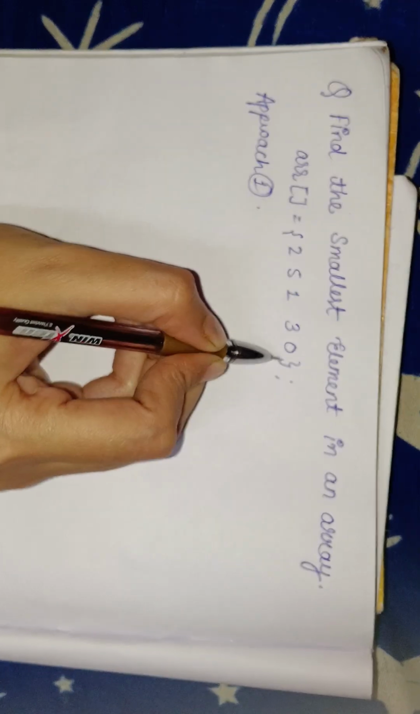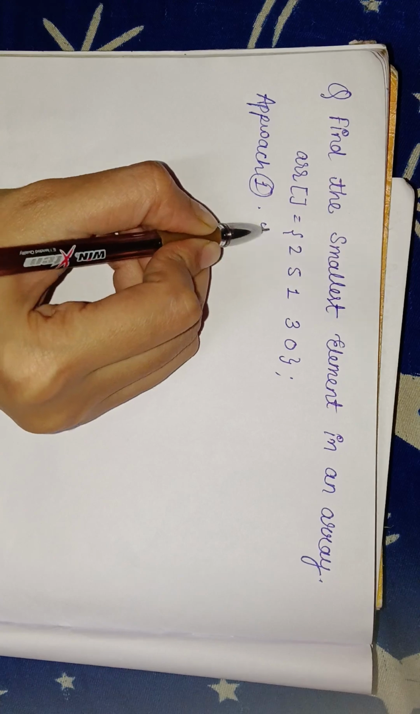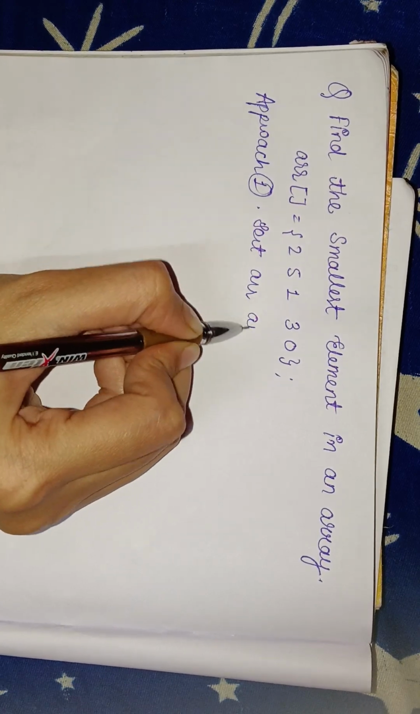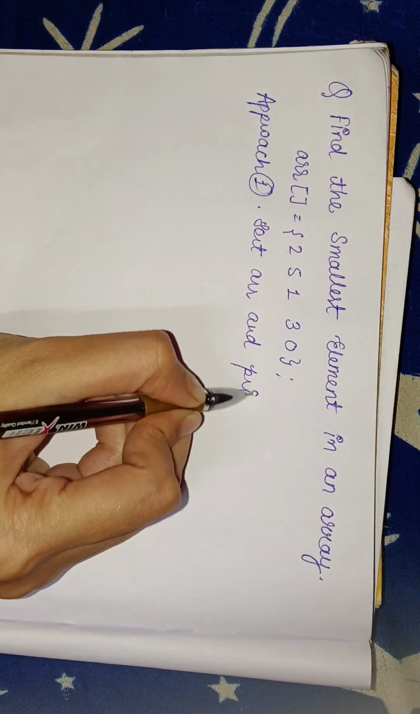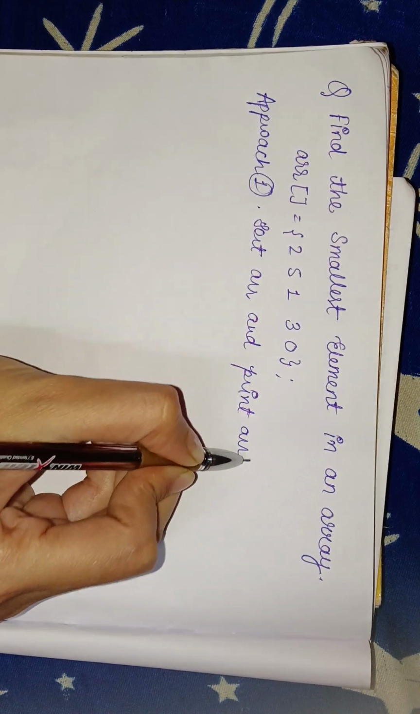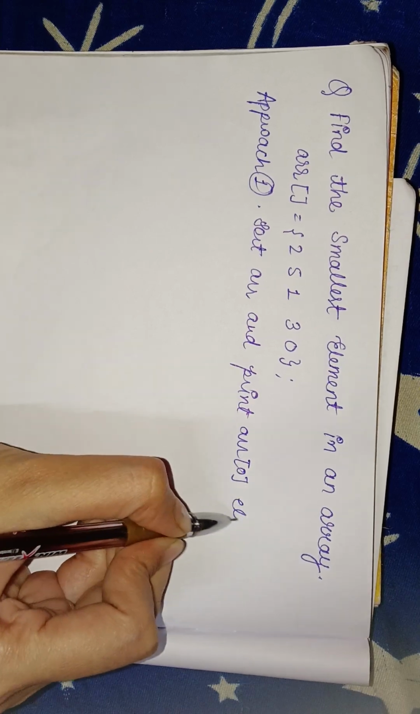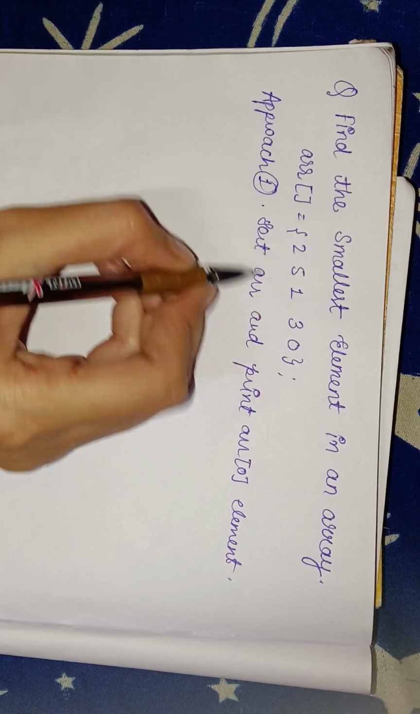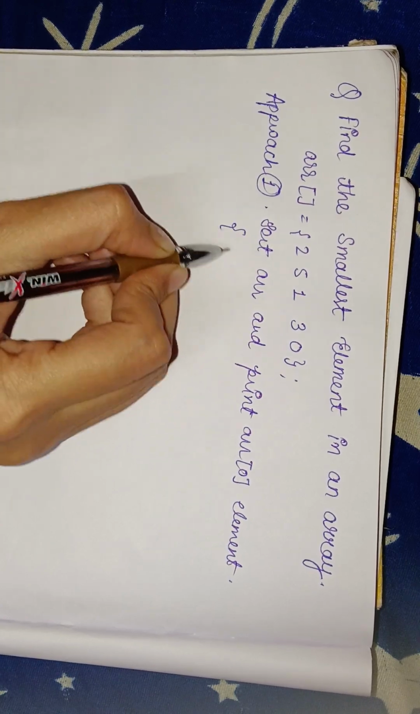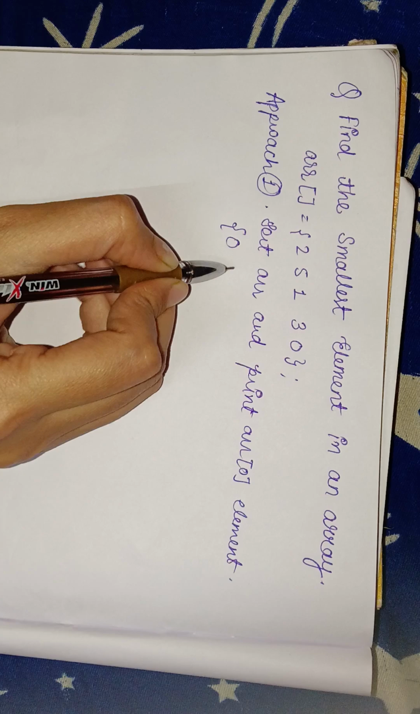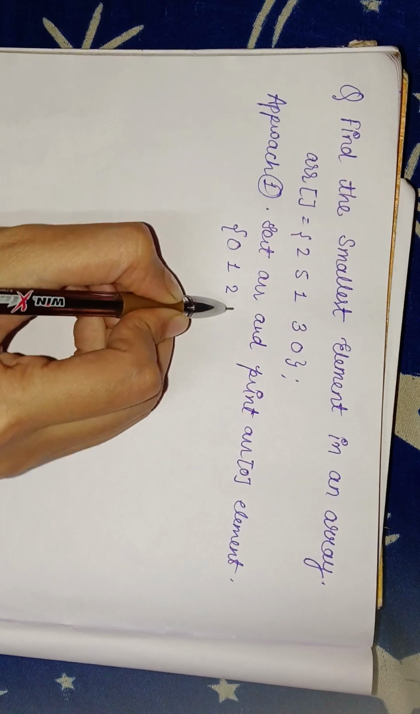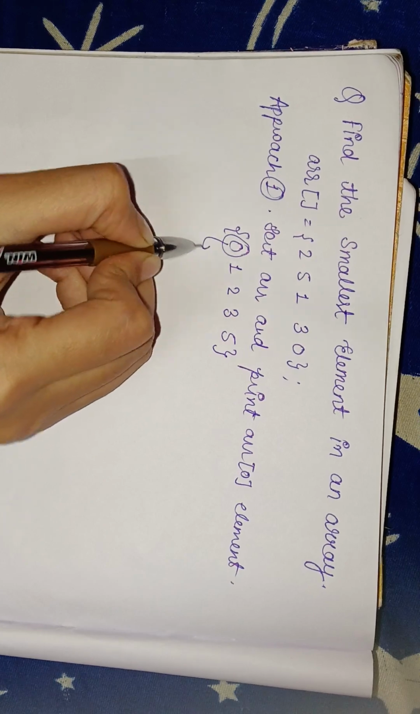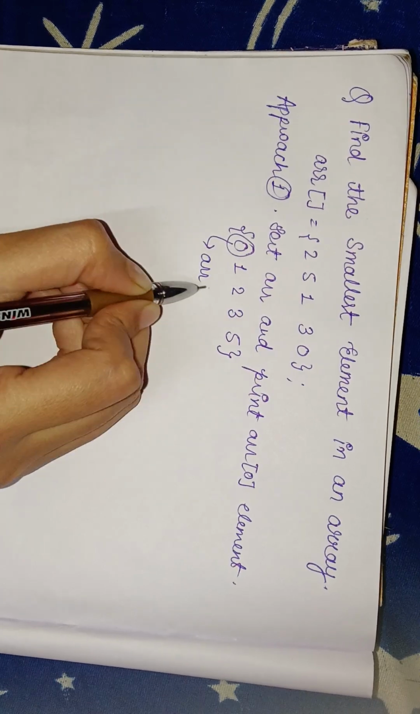So my first approach, approach 1. How to solve this problem? Firstly, sort the array and print the array's 0th element. Like, first we sort this array. So after sorting this array, it will look like this: 0, 1, 2, 3, 5, and we print this element, array of 0.